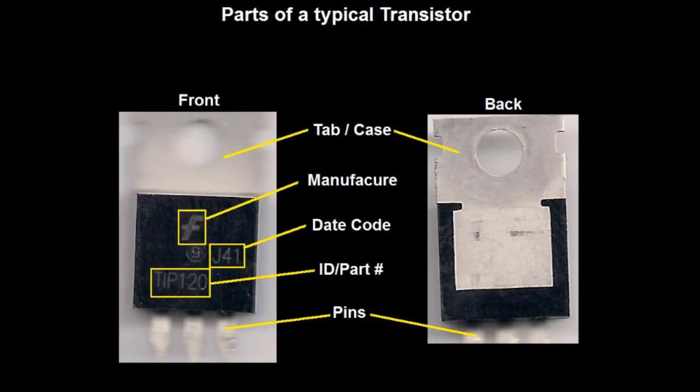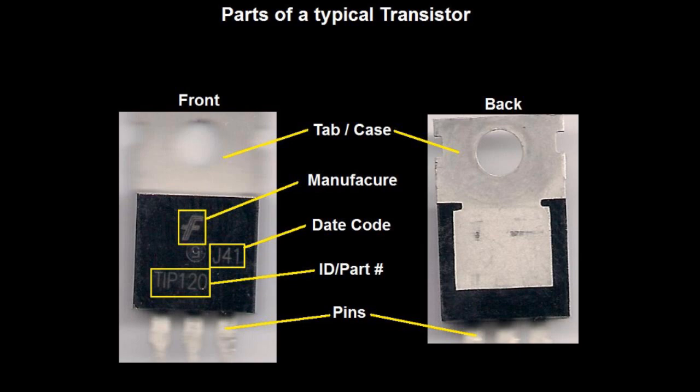Next, here are the parts of a typical transistor. Here you have the tab or the case. The case refers to transistors like the TO3, and the tabs refer to transistors like the TO220s and so on. This is what allows the heat to be dissipated for these medium to high power transistors.